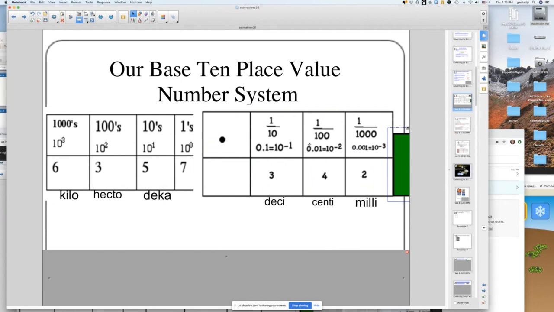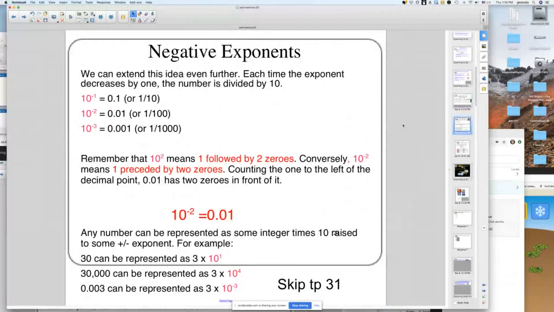So negative exponents mean this is a small number. And again, the way to remember, 10 to the minus 1, which is 0.1, is 1/10. 10 to the minus 2 is 0.01 or 1/100. 10 to the minus 3 is 0.001 or 1/1,000. Remember that 10 squared means 1 followed by 2 zeros. So 10 to the negative 2 means 1 preceded by 2 zeros, but you have to count the 0 to the left of the decimal point. In other words, you have to count this 0 here.